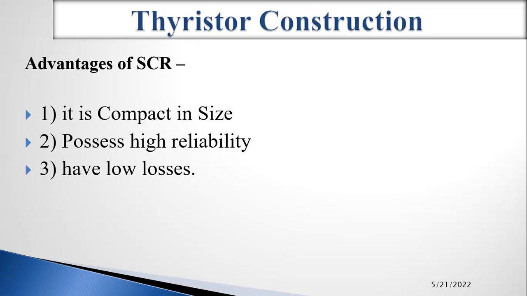So this is all about the construction of the thyristor. We can conclude that the thyristor has 4 layers and 3 terminals, where the terminals are anode, cathode, and gate, and the junctions are J1, J2, and J3. The 4 layers are P, N, P, N. So this is all about the concept of thyristor construction.